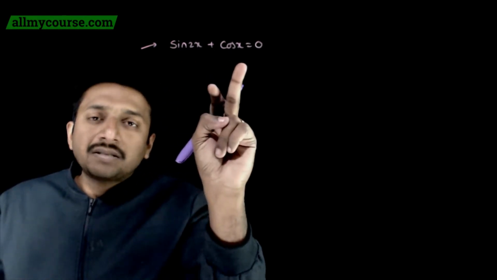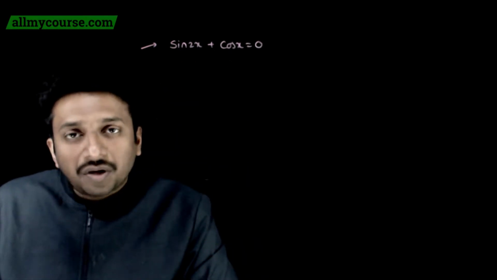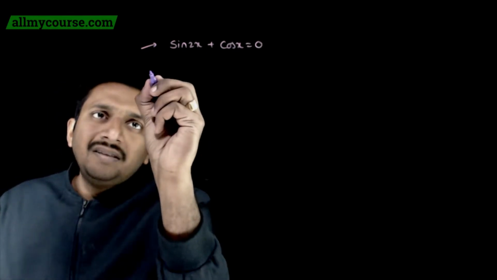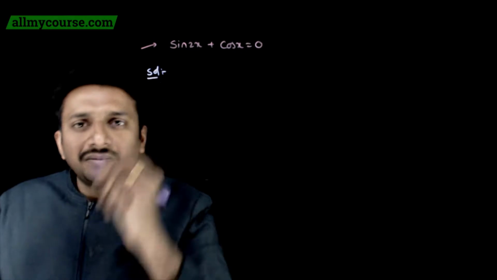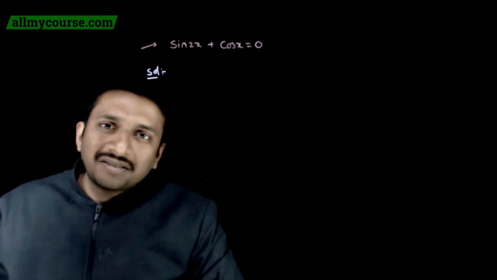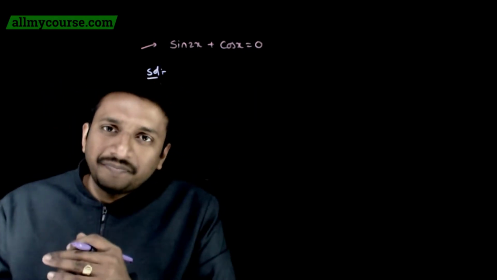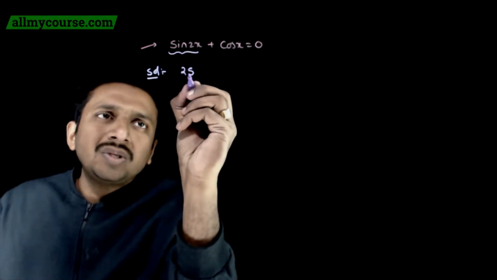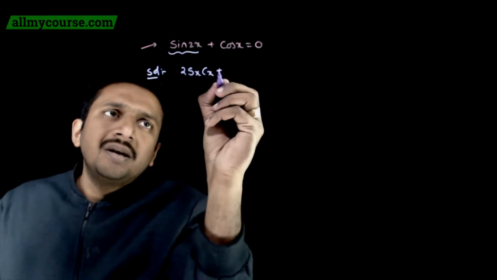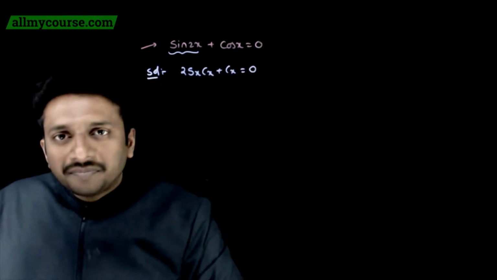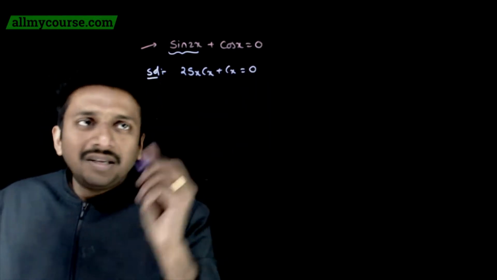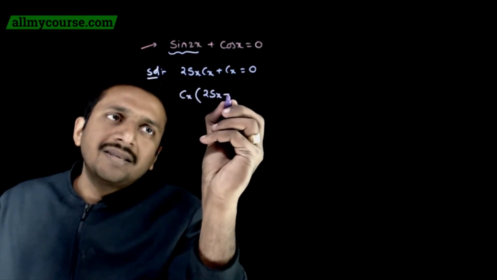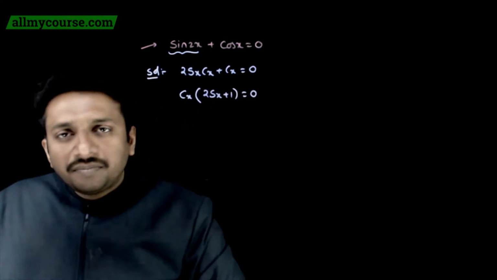Sin 2x plus cos x is equal to 0. How do I solve this? Let me solve this in two different ways. The first is the method of factorization. Can I divide this into two factors? Sin 2x, you know, is 2 sin x cos x, so 2 sin x cos x plus cos x is equal to 0. You have cos x here as well as here. So if I take cos x as common, I get cos x times (2 sin x plus 1) is equal to 0.